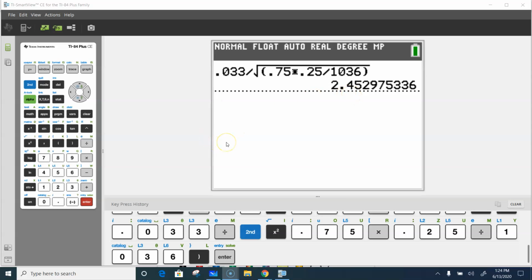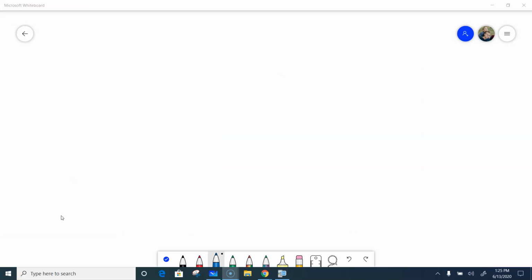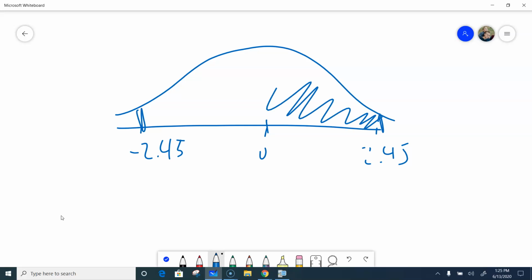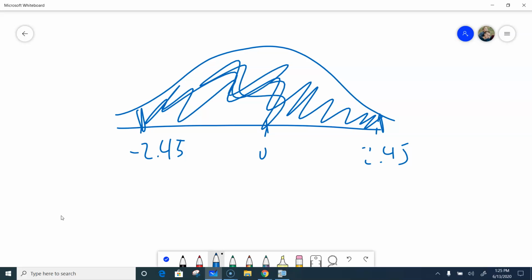So we need to figure out what confidence level that corresponds to. Let's picture where 2.45 lives on a standard normal distribution. 0 is here in the middle, so 2.45 is out here, and negative 2.45 is out here. If I can figure out what this area is, that's one tail. We double that and subtract from 1, and we've got our confidence level.